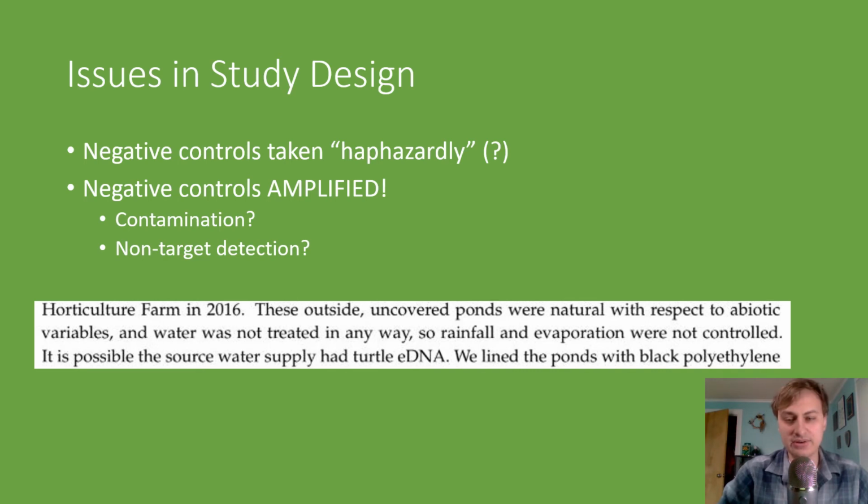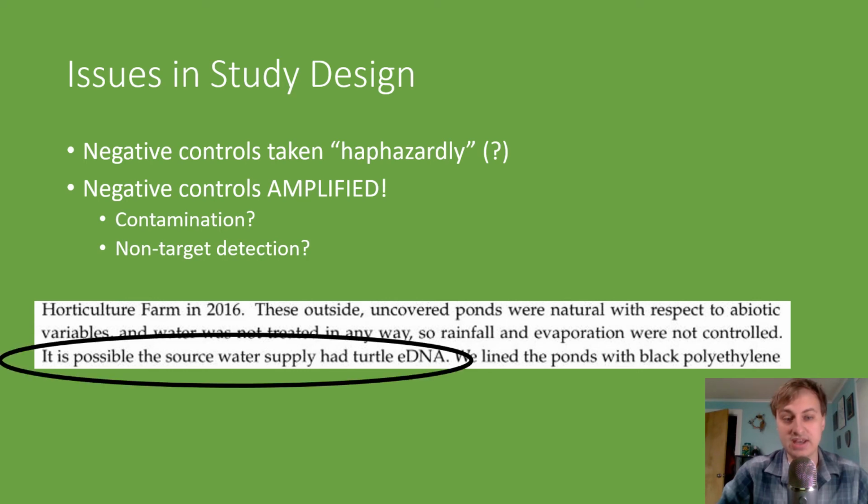But another really concerning thing here, which might relate to why they're getting so many positive hits on negative controls, was that apparently they didn't test the water that was being put into these ponds. So that would be essential for an eDNA, especially a controlled eDNA study, to determine whether or not turtle DNA was already present. So that was pretty concerning.